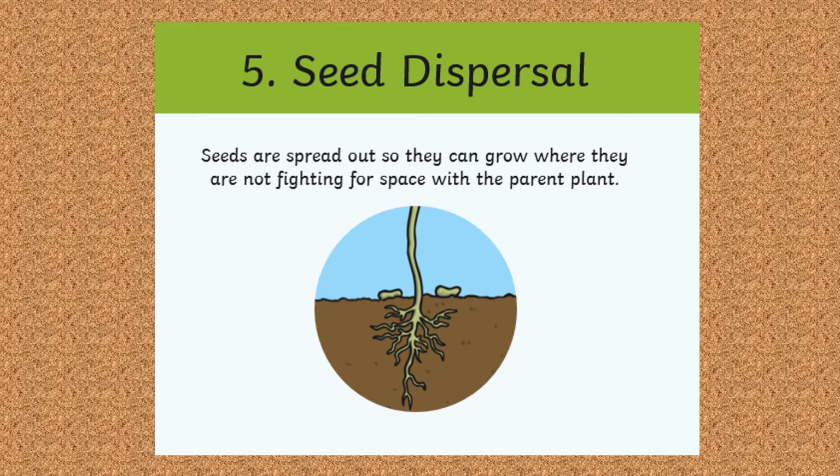So the seeds will what we call disperse, and that means they're spreading out, and it's got to be away from the main plant so that it's not going to fight for light and for nutrients and for water like the parent plant would.